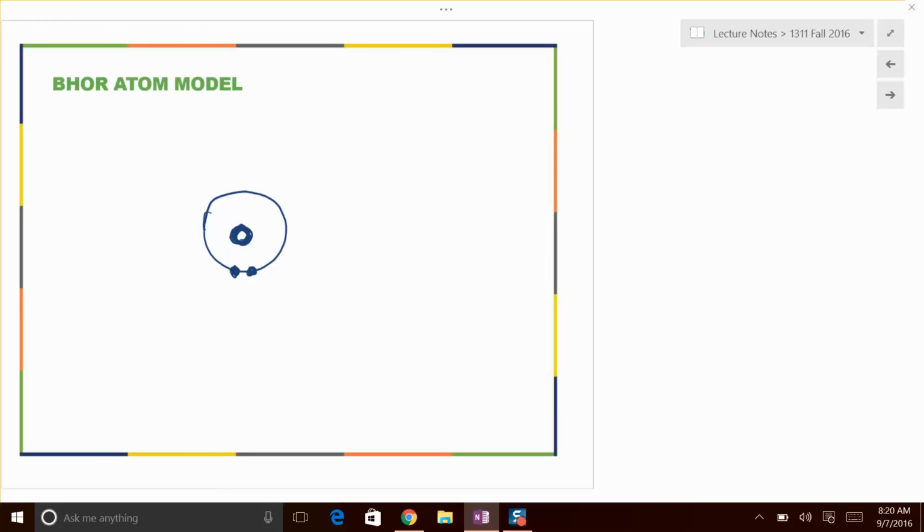How many elements do I have across the D right here? From scandium, number 21, to zinc, number 30. That's 10. How many pairs will I have? 5. I'll have 5 pairs. I'll have 14 electrons on the F. That'll give me 7 pairs. Okay?